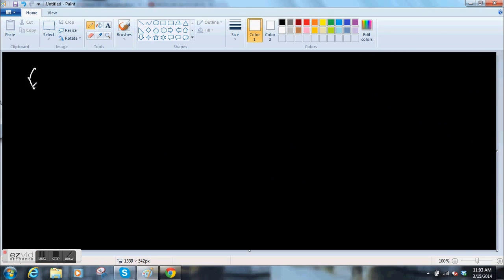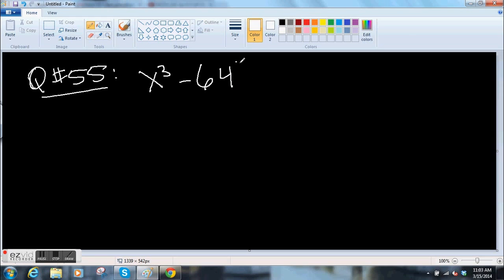Okay, number 55. This is a difference of cubes. So you have x cubed minus 64, and it says factor this one. Well, this would be much harder if they didn't give you the nice factorization with cubes formula on the bottom of page 39. And this is probably one you want to write down on your card.